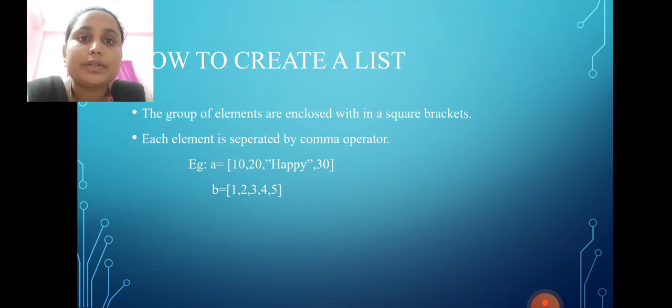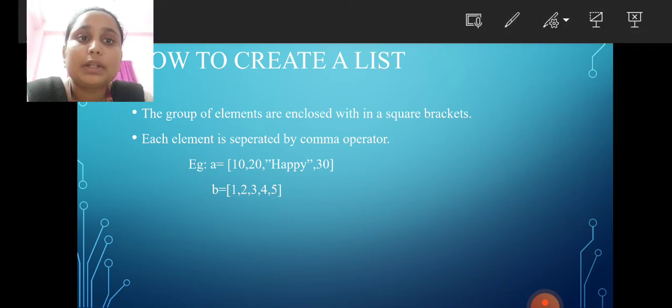How to create a list? The group of elements are enclosed within square brackets. Each element is separated by comma operator. Example: A is equal to [10, 20, "happy", 30], where happy is a string enclosed in double quotes. All the elements are enclosed in square brackets. B is equal to [1, 2, 3, 4, 5].